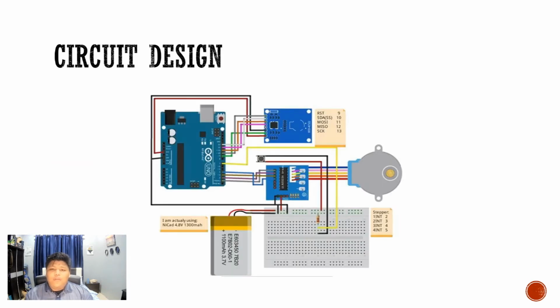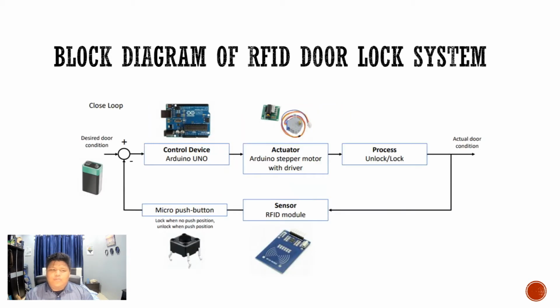All the components are arranged as in this design, which is the circuit design that we created. As you can see, there are the RFID module, the Arduino Uno, and the motor itself. Let's go to the block diagram of the RFID door lock system.